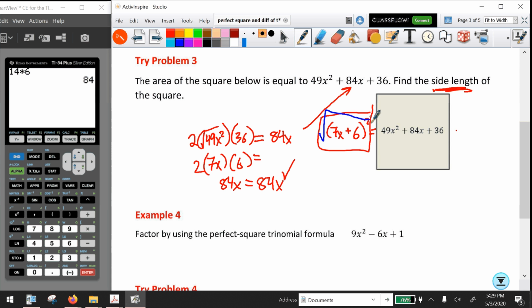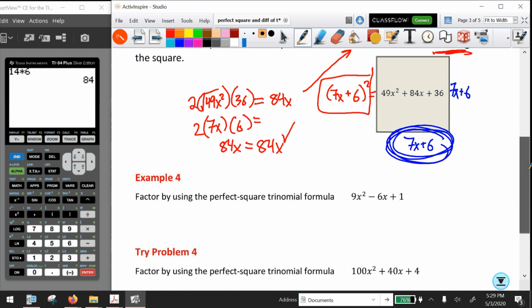So the answer is 7x plus 6, the edge length of 7x plus 6. So when you type this in your Math Excel, you're not going to want to include this squared here. You're just going to type it in like that because they only want one of the edge lengths.